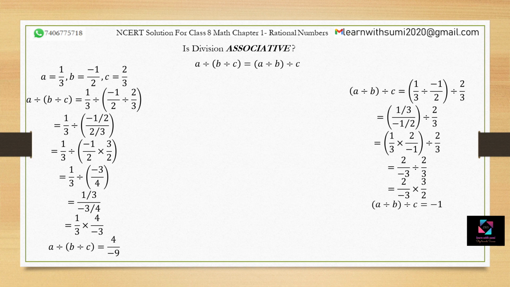It's simple. You are cancelling out 3 and 3, 2 and 2. You have your minus sign. So whatever is remaining is 1. You have the minus sign. Write the minus sign and 1. So you can compare LHS with RHS, 4 divided by minus 9 is not equal to minus 1. Hence, division is not associative.